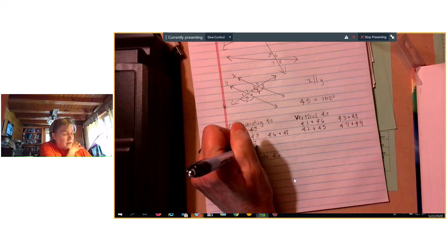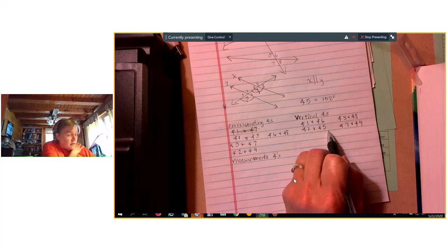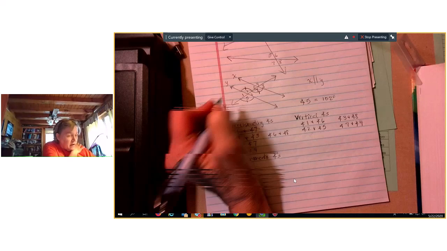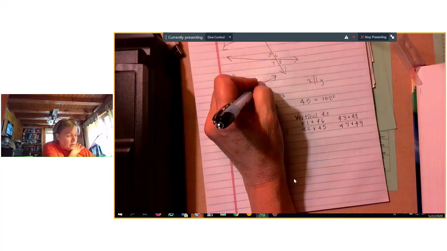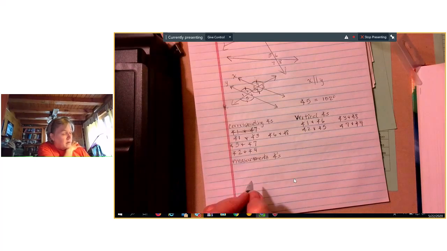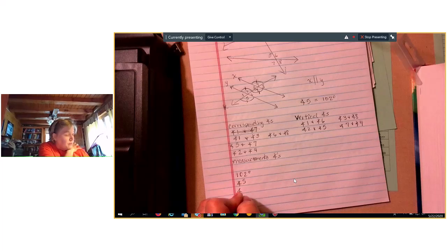Then I can look at my vertical angles and see that angle 2 and angle 5 are vertical. So then I know that angle 2 is also going to be 102 degrees. And angle 7 and angle 4 are vertical, so these are also going to be the same measurement. So 102 degrees, we have angle 5, angle 2, angle 4, and angle 7.